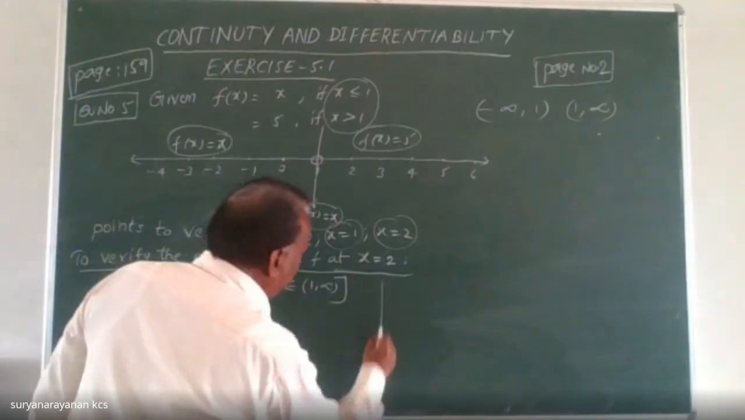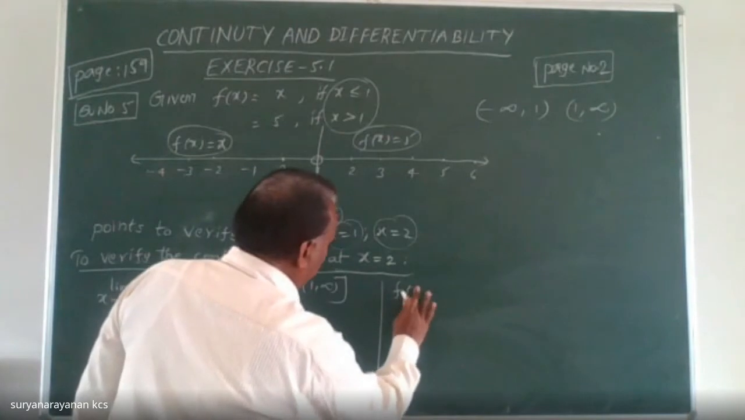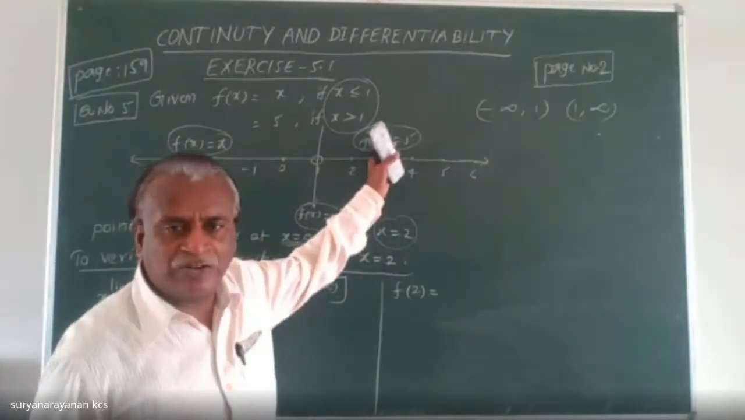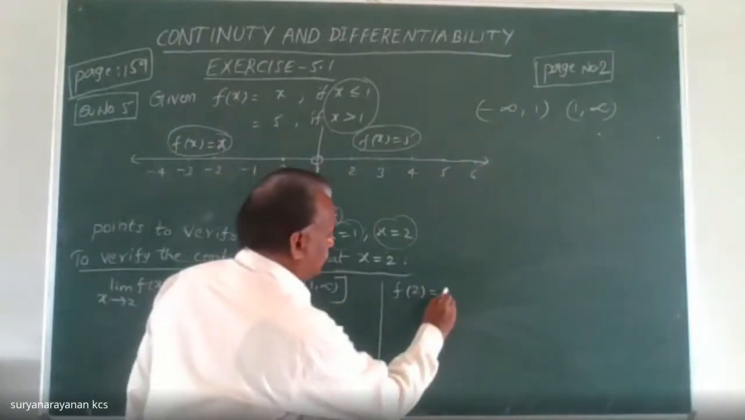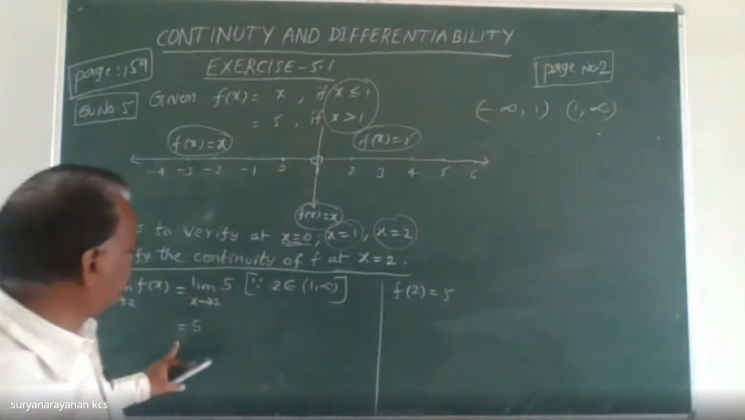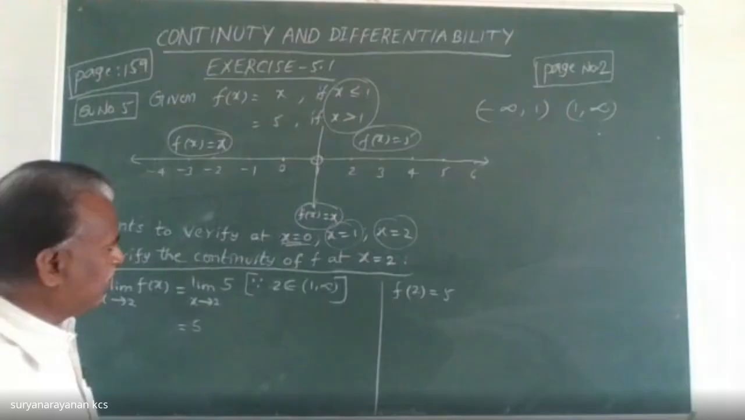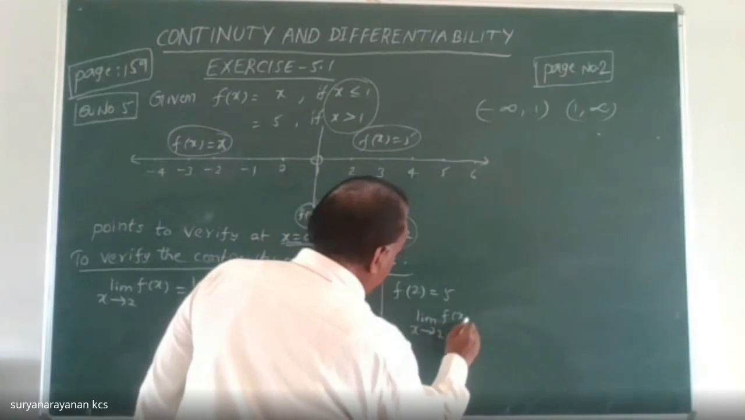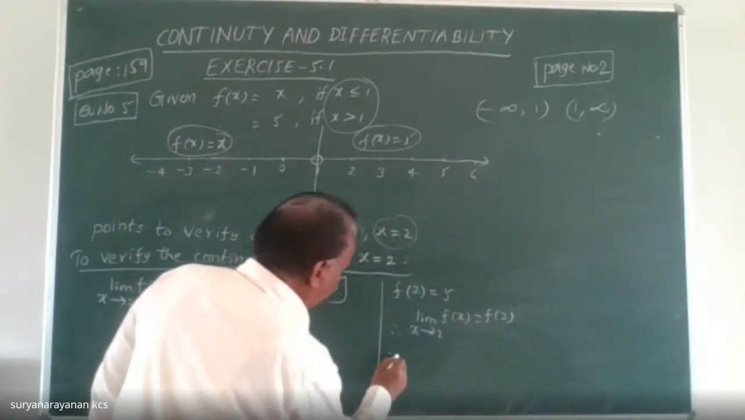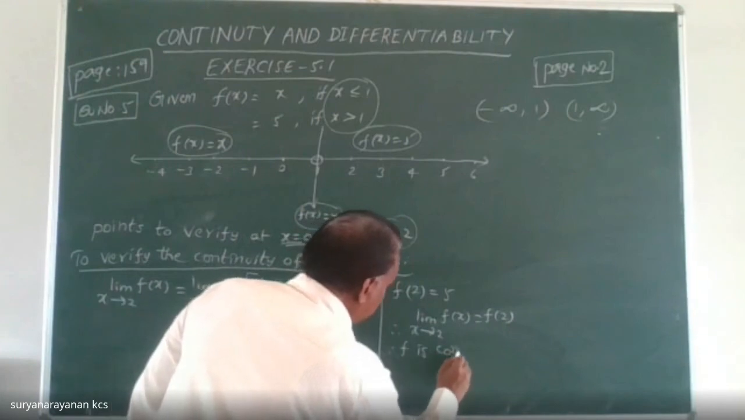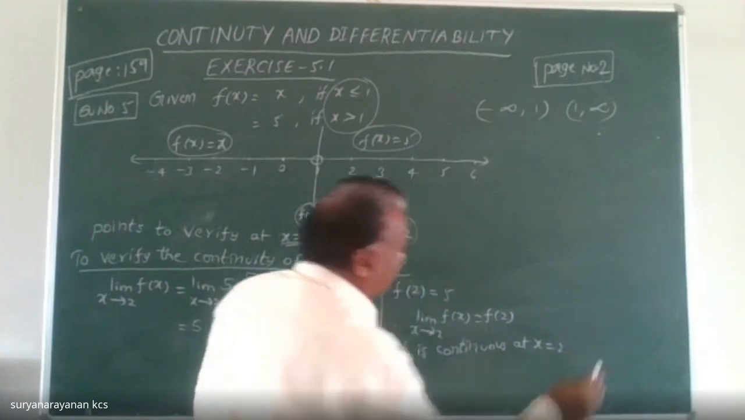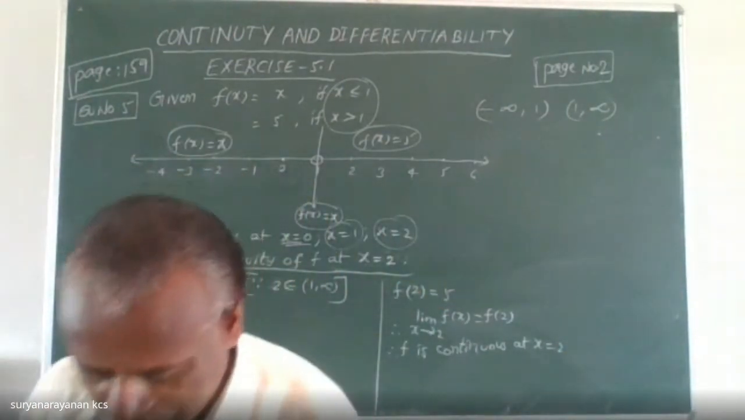Now let us find f of 2. What is f of 2, sir? 5 only. We have to take this function only. So 5. Are these two values equal or not? Equal, sir. Yes, equal. Therefore, as x tends to 2, limit f of x is equal to f of 2. Therefore, f is continuous at x is equal to 2. Is this point clear?